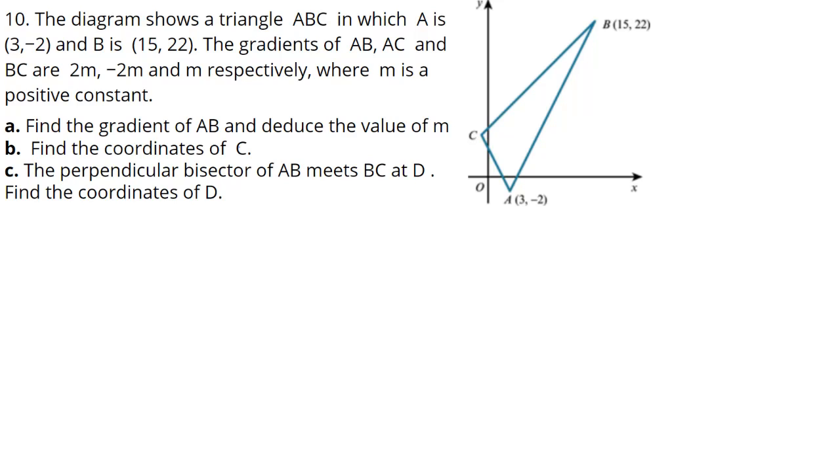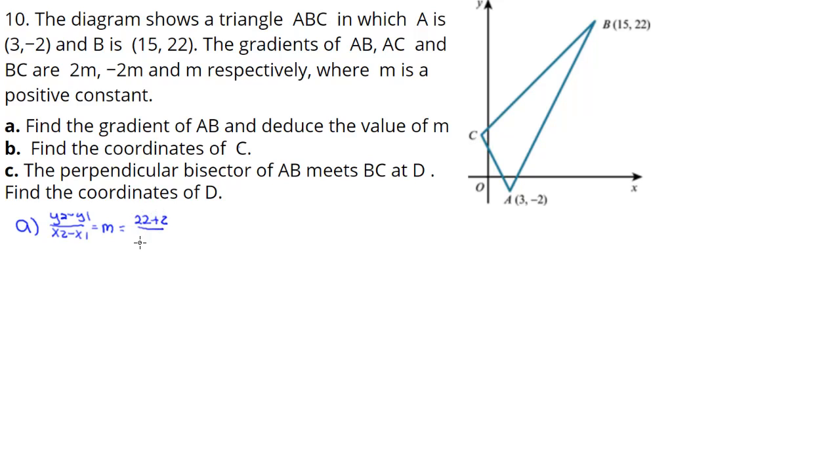All right, problem number 10, we've got this triangle, and they give us the coordinates, and they give us the slopes are 2m, negative 2m, and m. Now, in this case, m doesn't stand for slope. M is some constant, a number. So what we've got to do is find the actual slope of AB and then deduce what m is. And keep in mind, like I said, m is not slope.